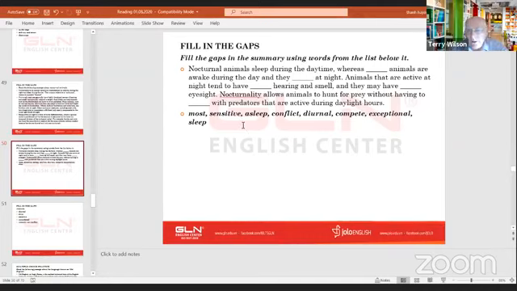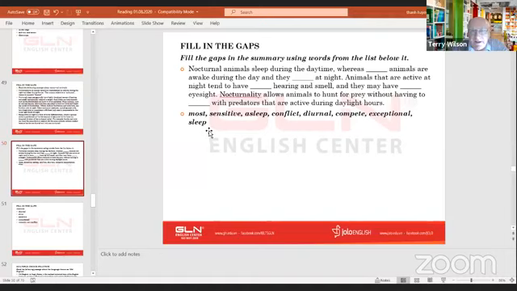So the first one is going to be a noun, and we do have a noun here, which is diurnal, animals. Now, what can they do at night? Well, at night time, most people will go to bed. Well, asleep does not fit, but sleep does fit. So it's going to be sleep.